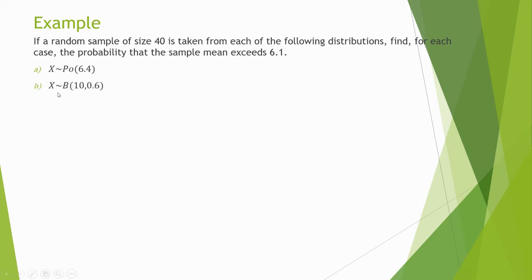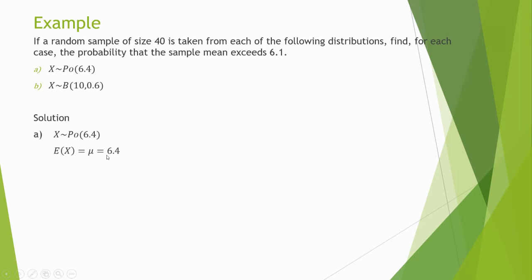And then X is binomial with n equals 10 and p equals 0.6. np is your mu, and npq is your variance. Let's solve it to find the probability that the sample mean exceeds 6.1. So this is your population. Now you have to find the expression for your sample mean from the sample you have randomly chosen.